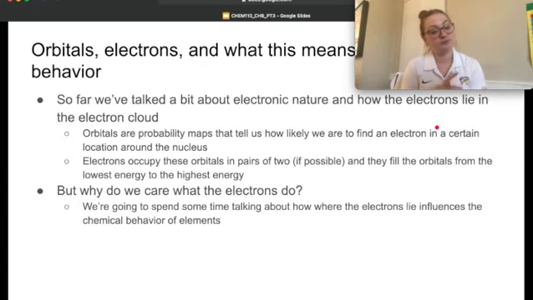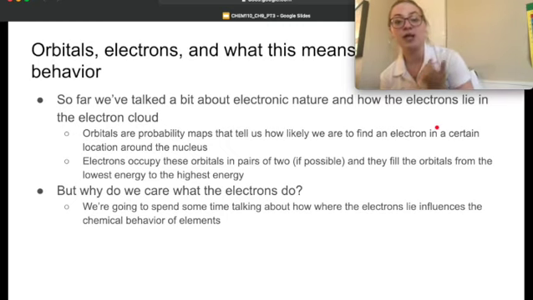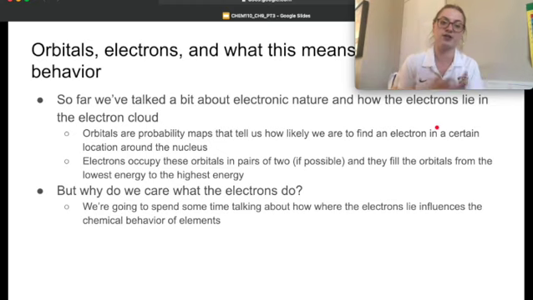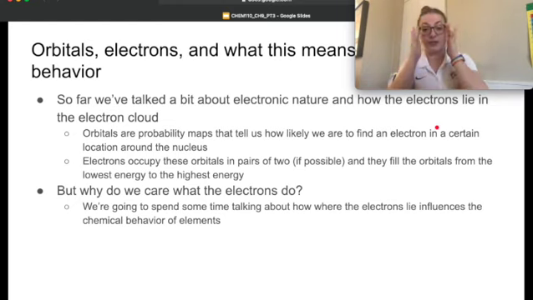So this is kind of what I just said, but let's make sure we take some time to review. We talked about electronic nature and how the electrons lie in that electron cloud. Orbitals are probability maps that tell us how likely we are to find an electron in a certain location. Electrons occupy these orbitals in pairs of two, if possible. Remember, spin up, spin down. And they fill the orbitals from the lowest energy up to the highest energy.